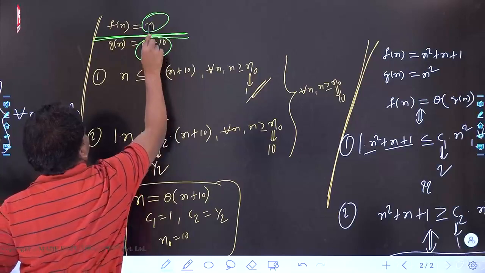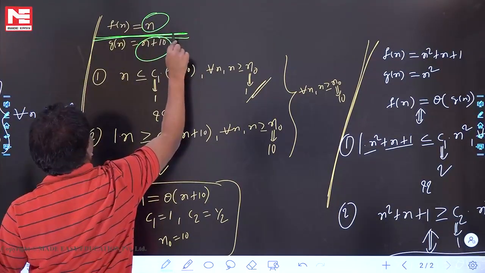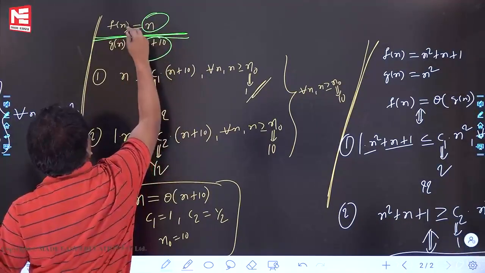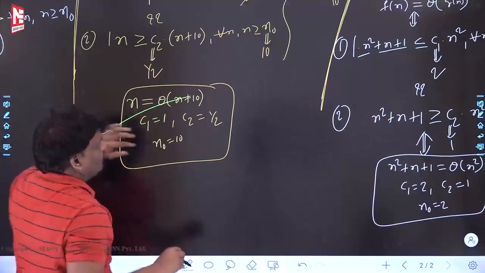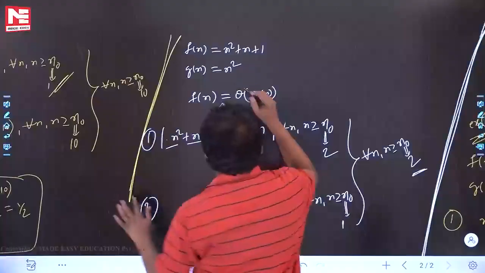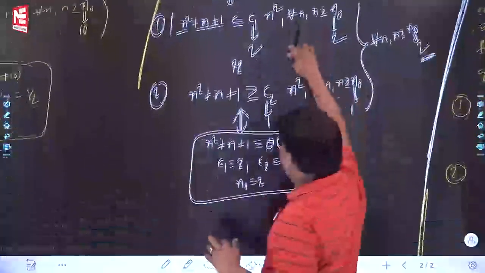The reason is, see this one. In both functions, the bigger function is the same. Small terms may be the same, may not be the same. Right? In both functions, if the bigger function is the same, then theta is possible. See this. Next one, come to this problem also. In both functions, the bigger function is the same, then theta is possible.